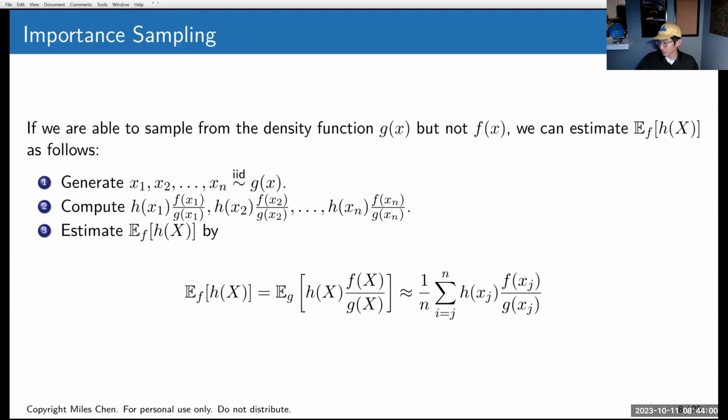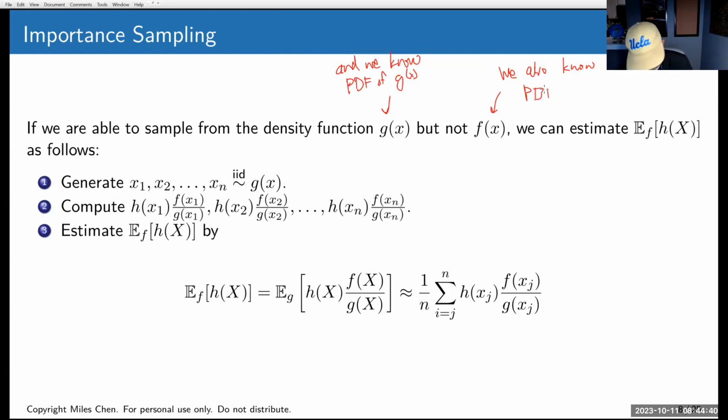So what does this look like when you try to carry it out? Well, the idea here is we aren't going to sample from f of x. We need to be able to evaluate the PDF of f of x. So we do need to know what the PDF is, right? So we are able to sample from g of x, and we know the PDF of g of x. And here we also know the PDF f of x.